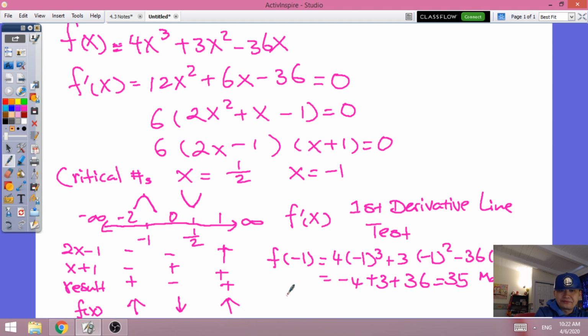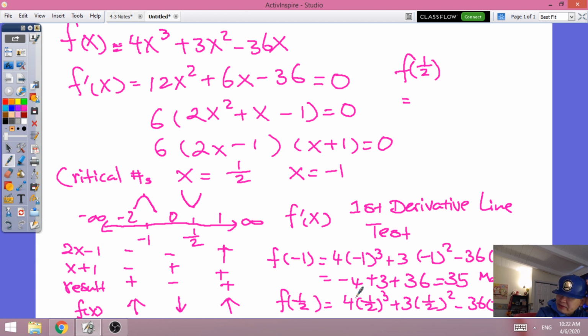And then for 1/2, again plug the number back into the original function. So 4 times (1/2) to the power of 3, plus 3 times (1/2) squared, minus 36 times 1/2. Let's do it mentally. So f of 1/2. 1/2 to the power of 3 is 1/8, and 4 times 1/8 is 1/2. And then 1/2 squared is 1/4, times 3 is 3/4. Minus 36 times 1/2, so minus 18.